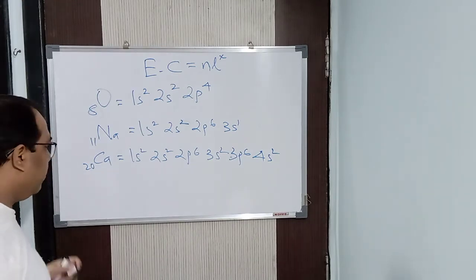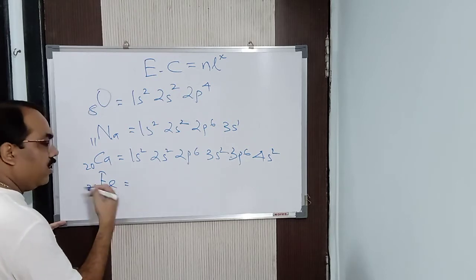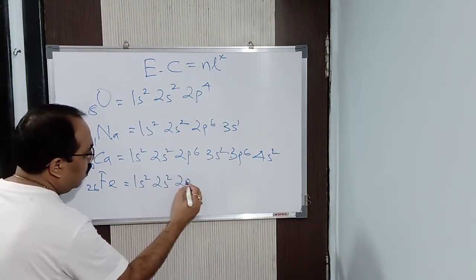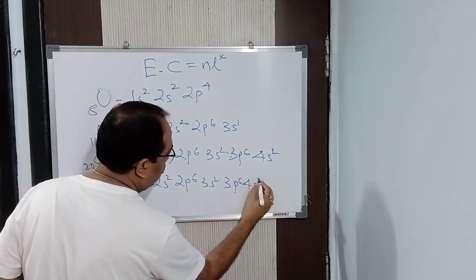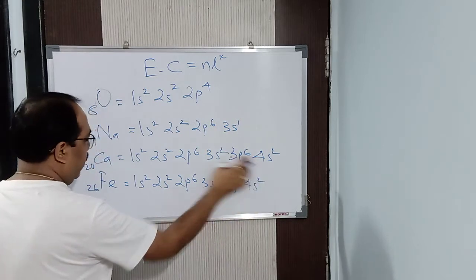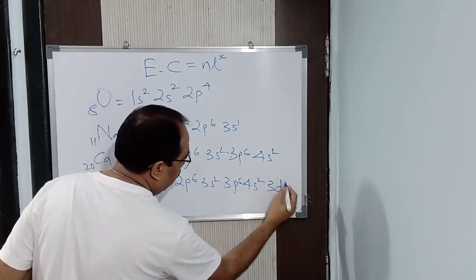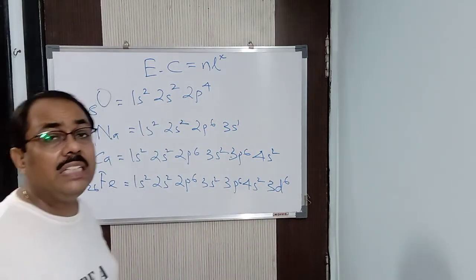Clear? For example, if you want to write it for iron, atomic number 26. Now you can write for anything. So 1s2, 2s2, 2p6, 3s2, 3p6, 4s2. Count it. Up to this it was 20, isn't it? Up to this it was 20. Now 26. So after 4s, what is that? 3d. 3d what? 6. Because the d subshell has a maximum capacity of 10 electrons.